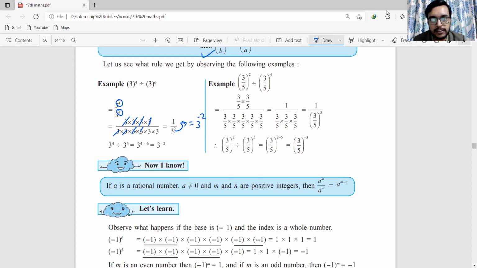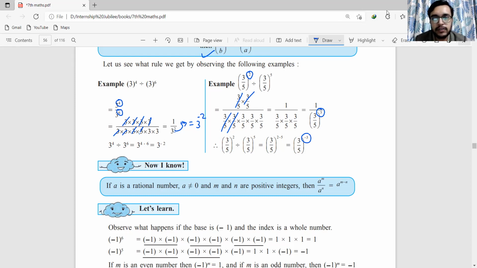Similarly, you can solve this. Here the power is 2, therefore we multiplied this number by itself 2 times. Therefore (3/5) squared is divided by (3/5) cubed, the power 3. And it can be written as (3/5) raised to power minus 3. Here we have removed the reciprocal, therefore the power has changed from positive to negative.